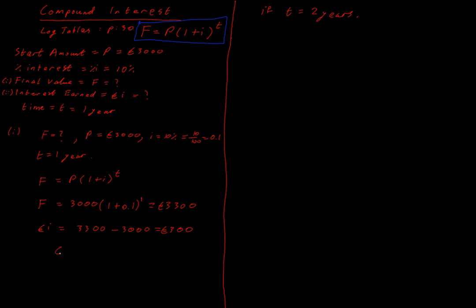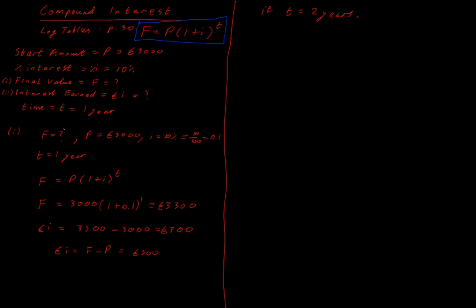And writing it more generally, it would be the final value minus the money we started with. The final value minus the money we started with gives me my euro interest, or the interest I have earned.